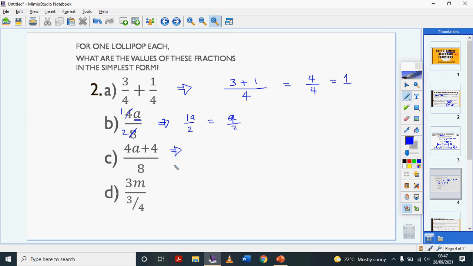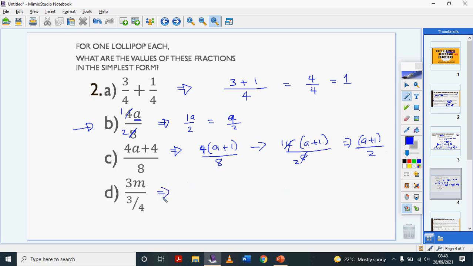If you look at the numerator, 4 is common, so I can take out 4 and I remain with a plus 1, right? And in the denominator I have 8. And then just like the previous one, the 4 and the 8 can be reduced because I can divide by 4 to get 1, and I can divide 8 by 4 to get 2. So then my final answer will be a plus 1 divided by 2.